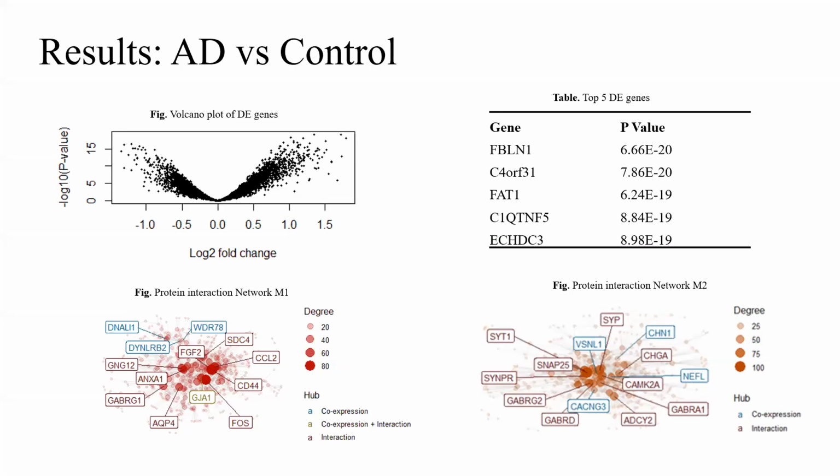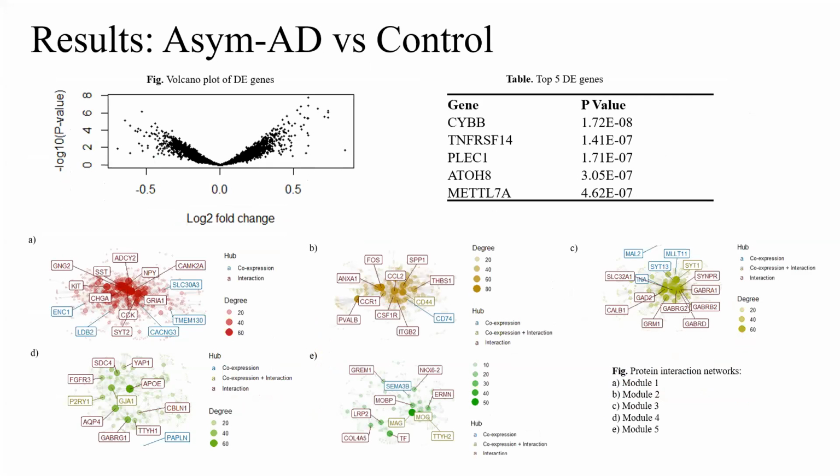Moving on to the AD versus control case. This is very similar to the first case. Again, most genes are overexpressed, as you can see in the volcano plots. Finally, the last slide is for the asymptomatic AD versus control case, the one we're actually interested in. Again, most genes are overexpressed as compared to healthy individuals, but not as much as in the AD conditions. We only obtained about 40 differentially expressed genes here, and again, the top 5 are given.